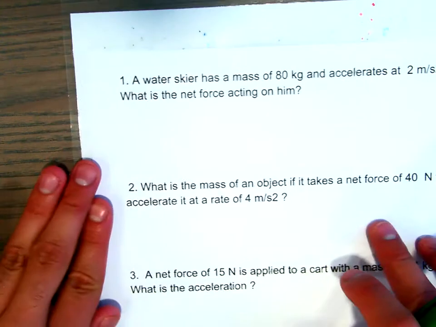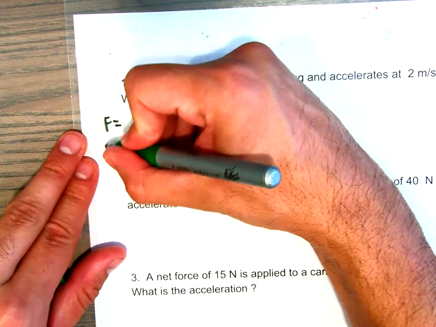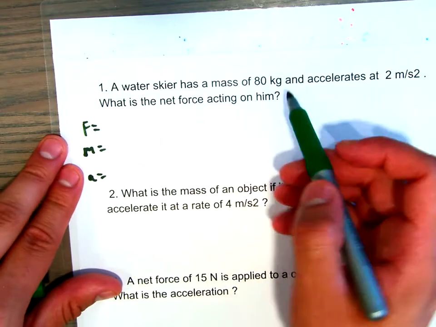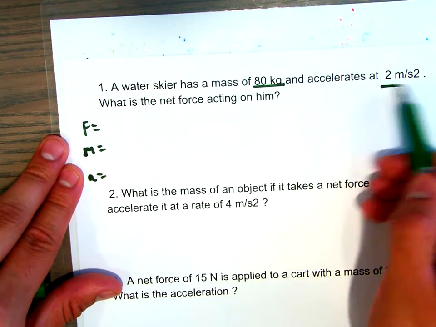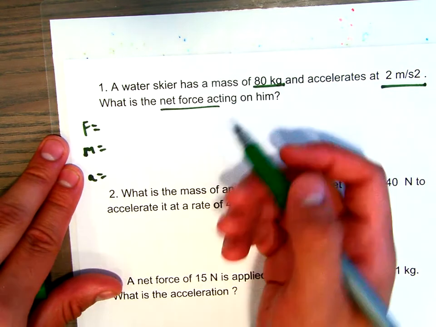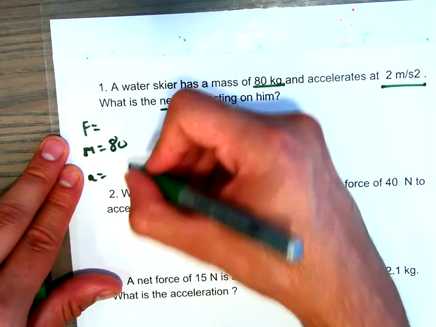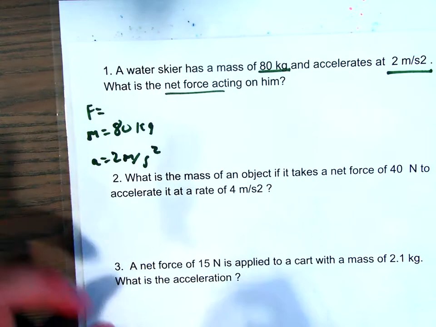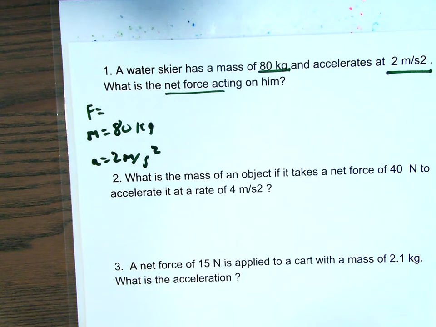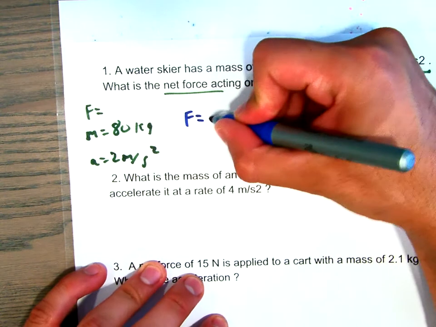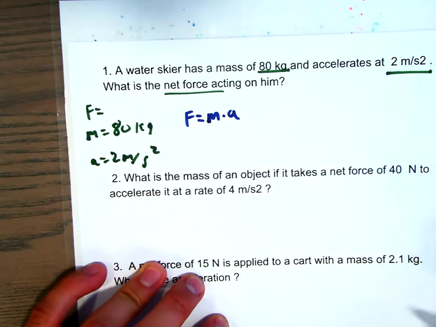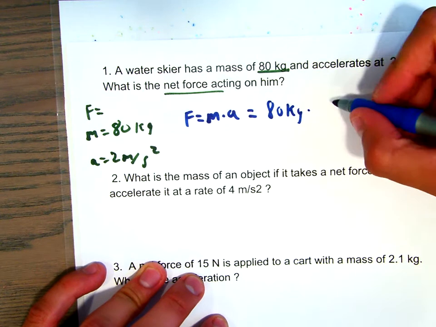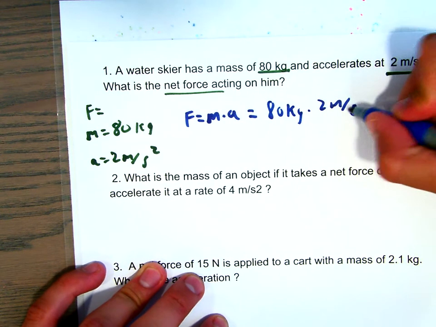So, you want to list everything when we're doing these problems, kind of the same thing we've done before. So, we have a skier that has a mass of 80 kilograms and accelerates at 2 meters per second squared. What force acts on him? Well, I know my mass is 80 kilograms, and I know my acceleration is 2 meters per second squared. Okay? I plug those into our original equation, which is F equals M times A. Right? So that gives me 80 kilograms times 2 meters per second squared.